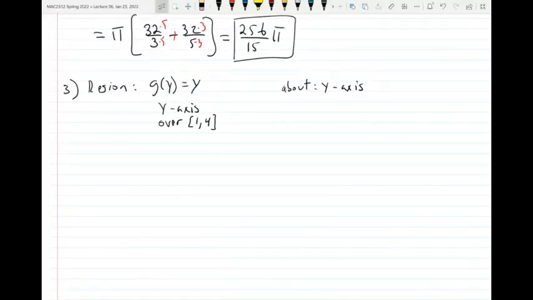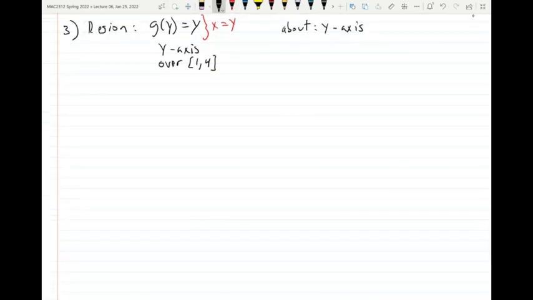So remember that this right here is the same thing as saying x equals y, okay? The same way that we say f of x is the same thing as y. If you have f of y, that's the same thing as x, okay? So this means that's the line x equals y. All right, let's draw it.